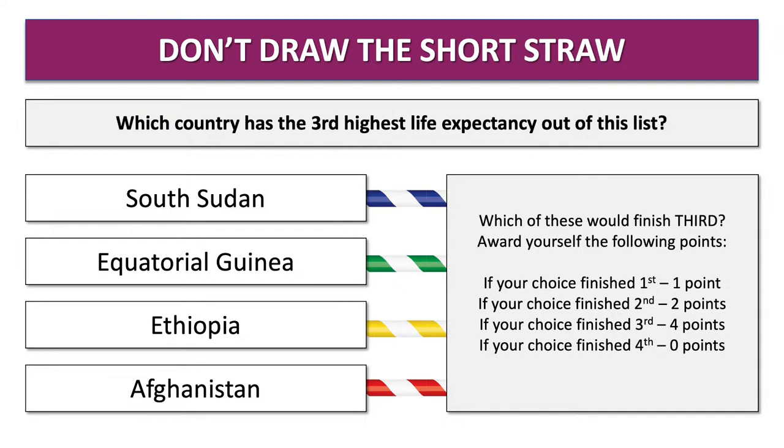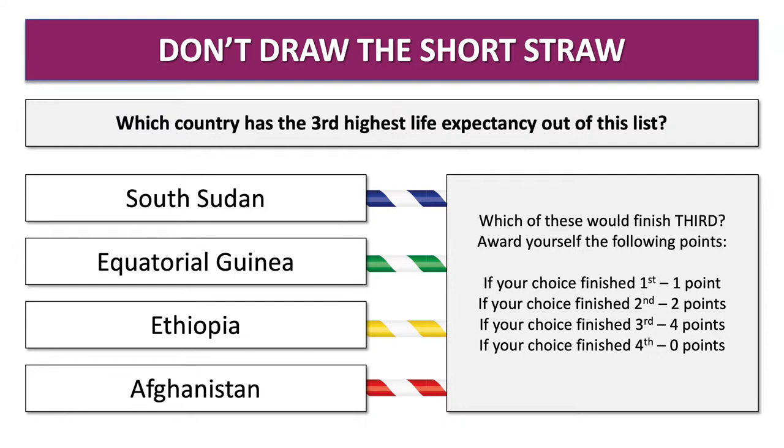So what do we think? People are suggesting the previous answer was Brazil, but I'm the one to VAR, but we're not having VAR in this quiz. Which country has the third highest life expectancy out of this list? Presumably life expectancy of these countries is fairly low, but we're looking for a ranking. Jack's gone for Ethiopia. Ronald's gone for Afghanistan. George has gone for Equatorial Guinea with a question mark. John's gone for Ethiopia. Charlie Richardson's gone for Afghanistan.